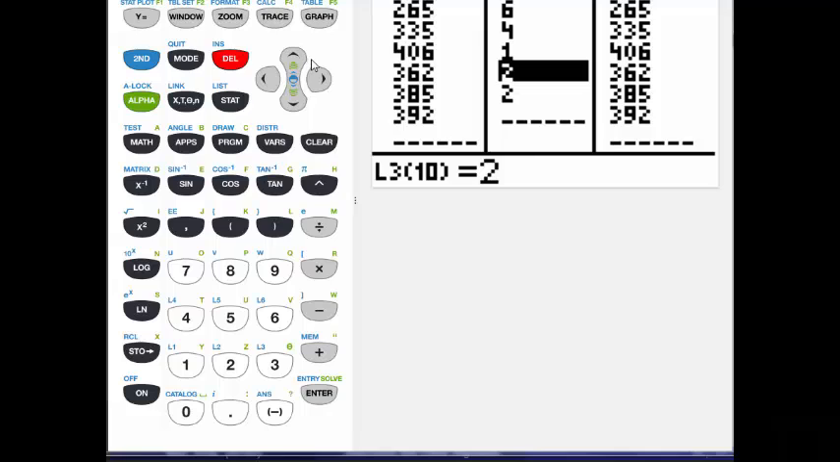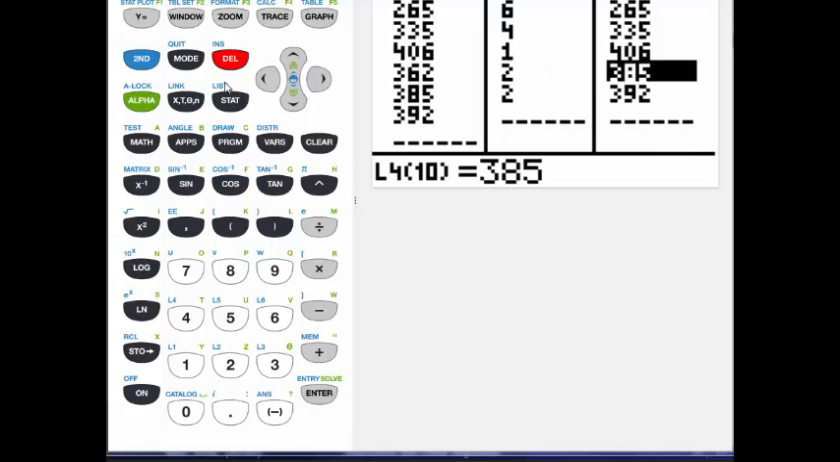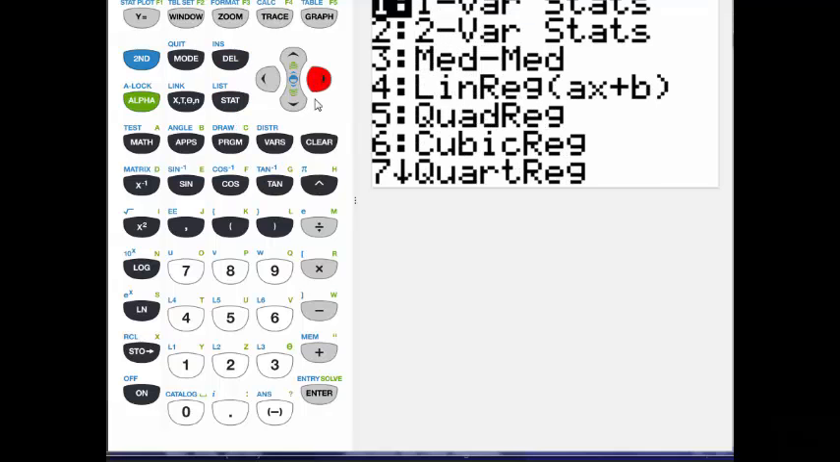So I'll delete that 5, and I'll go over here to the right and delete that 362. Okay? Now what I'm going to do is regression on lists 3 and 4, but I'm going to store it very carefully in a different y value so that I can keep both my old and my new lines. So I'll go to Stat, Calc, Regression.